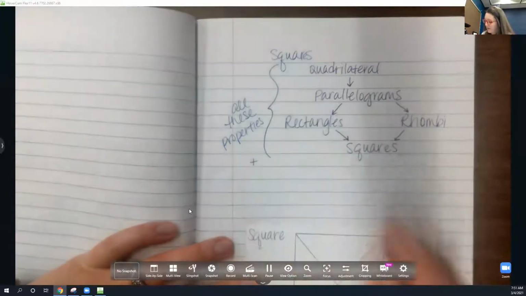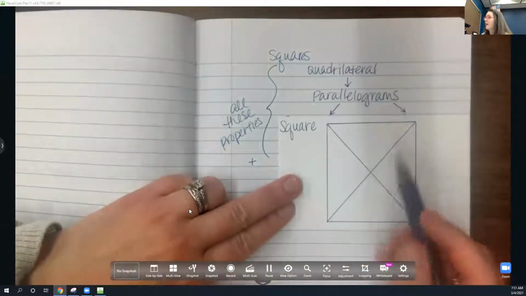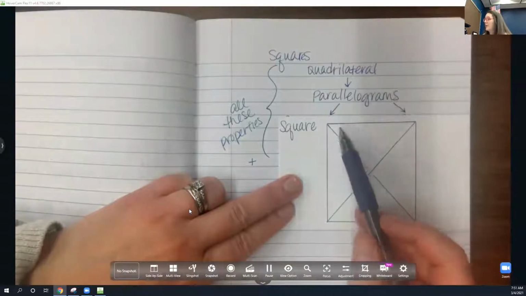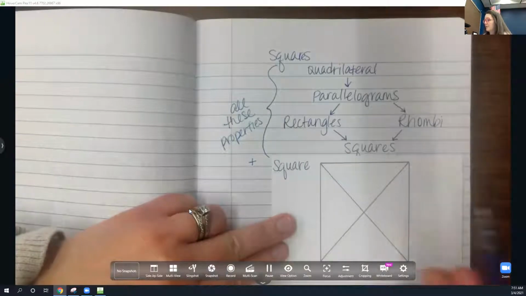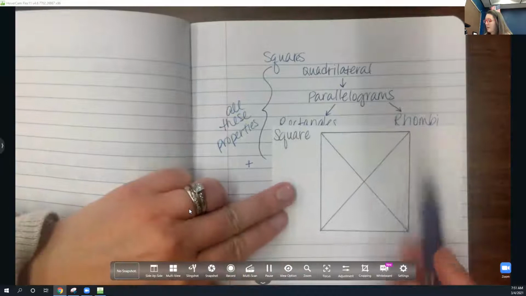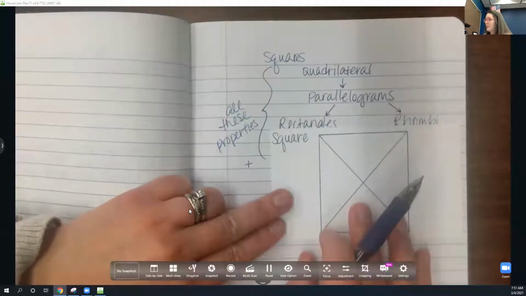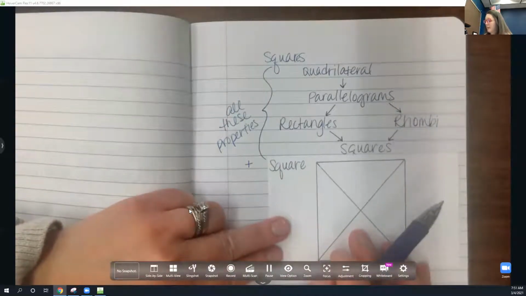Plus, they have an additional quality of all of the sides being the same. So they don't have any additional qualities. They have all of these qualities put together. So all these qualities of a parallelogram, of a rectangle, of a rhombus make a square.